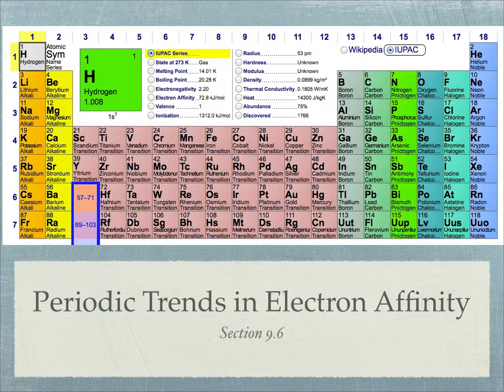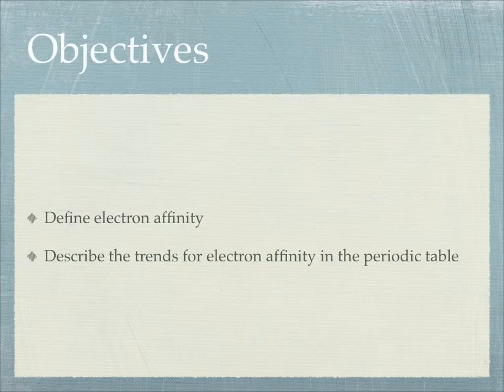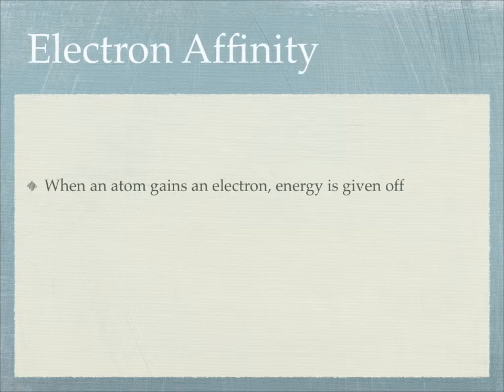All right, we're on our last section, 9.6, and now we're talking about trends in electron affinity. And kind of the same objectives we had, be able to define it, be able to describe the trends on the periodic table. So what are we talking about?